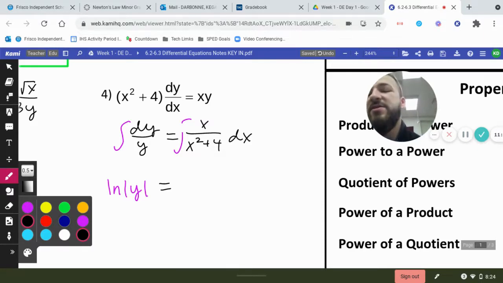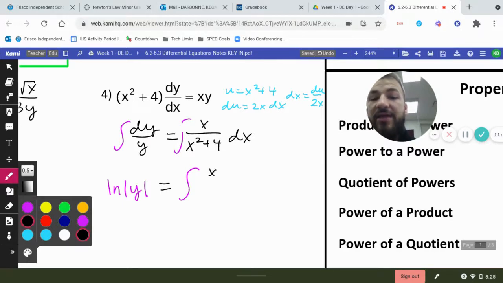That is going to be a u substitution. So u is equal to x squared plus 4, which means du is equal to 2x dx, which means dx is equal to du divided by 2x. So from there, I can go ahead and plug in. So this becomes the integral of x over u times du over 2x. We get x's and x's to cancel out.